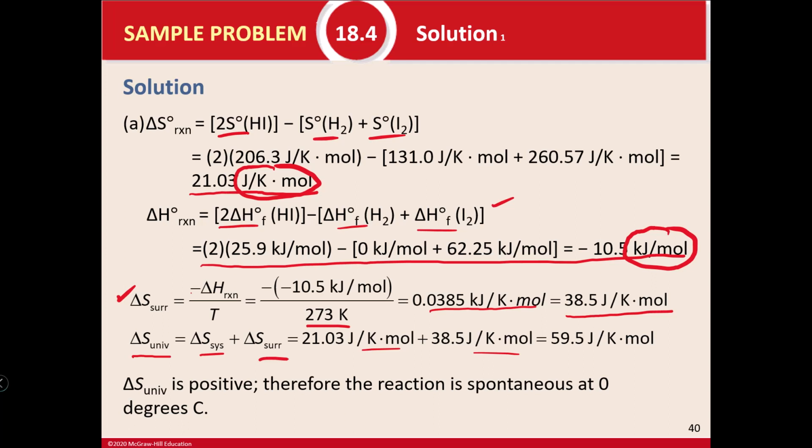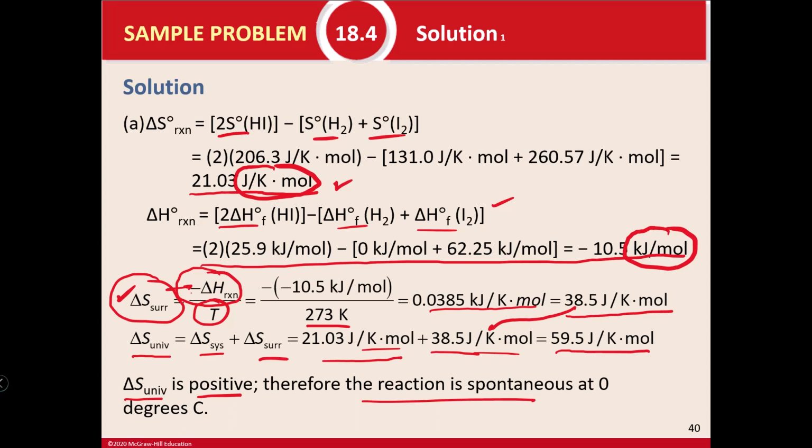So the reaction is the system, and the delta S of the surroundings we just calculated by taking the delta H of the system, or the reaction, divided by the temperature. And so that's where we get this number. When we add these two together, we get 59.5 joules per Kelvin mole. The delta S of the universe is positive, therefore this reaction is spontaneous at 0 degrees Celsius.